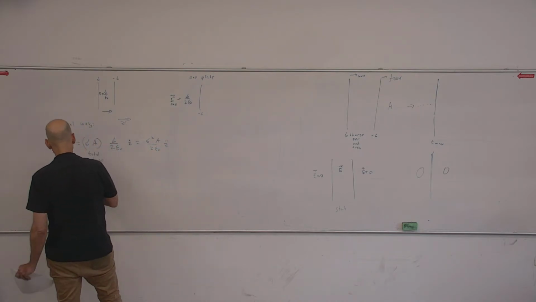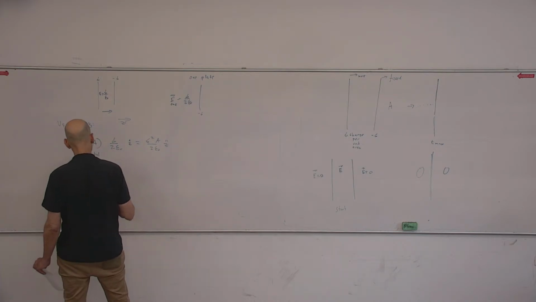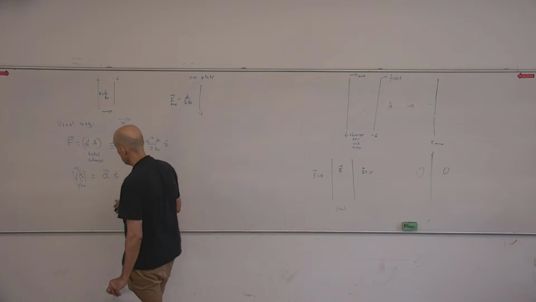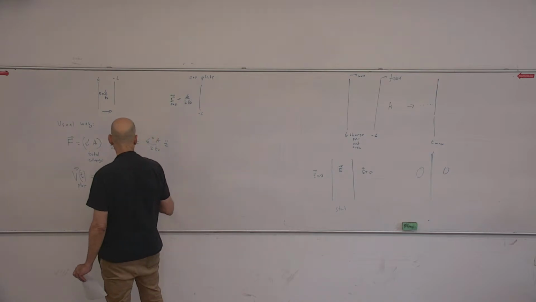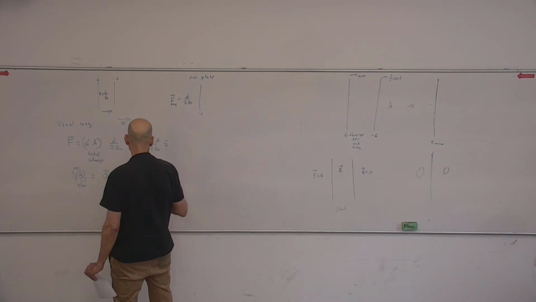What is V? That's the V of the plate. It's simply A, in the z direction, times T. This is the kinematics, and this is equal to F over M times T. That's Newton in the z direction.